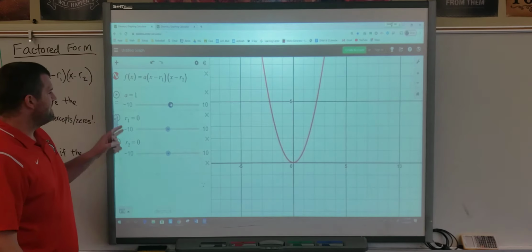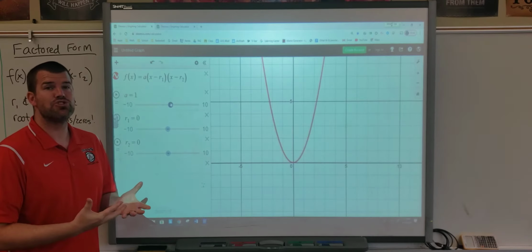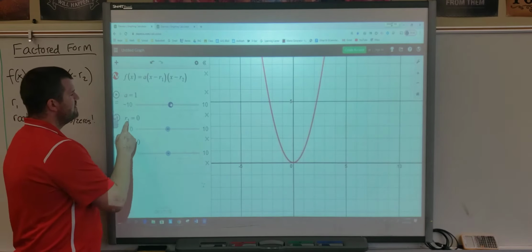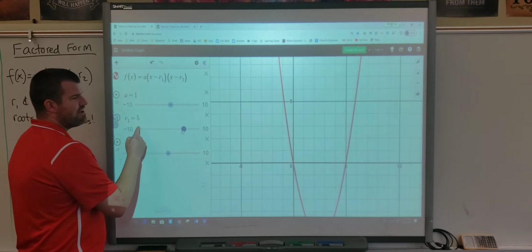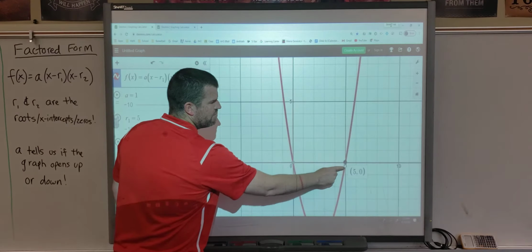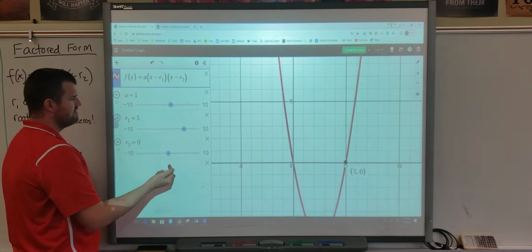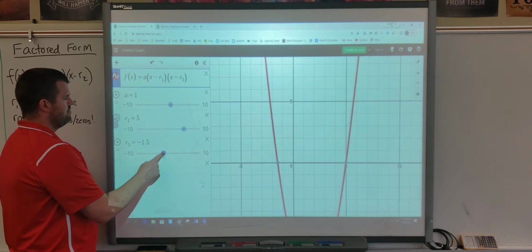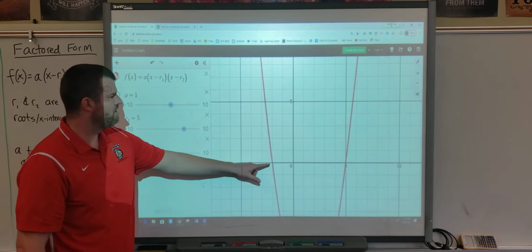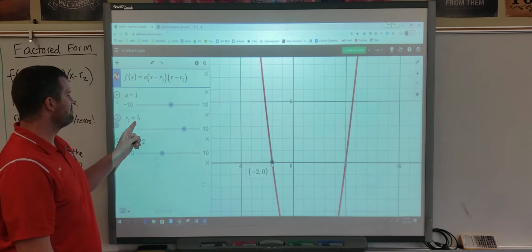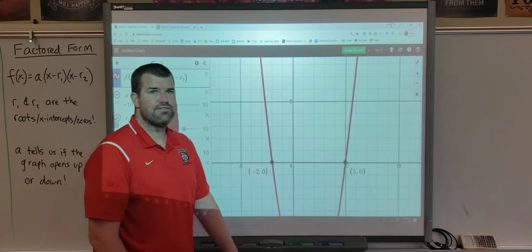The next thing I want to look at is the R1 and the R2. We said that the R1 and R2 represent the solutions or the x-intercepts. So if I change this root to 5, that means I should have an x-intercept at 5. And if I look over here, boom, I have an x-intercept at (5, 0). If I change the other one to, let's say, -2, now I have an x-intercept at -2. So if my roots are 5 and -2, I have an intercept at -2 and +5.